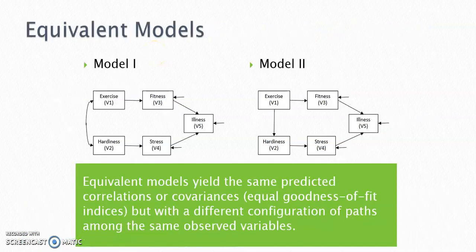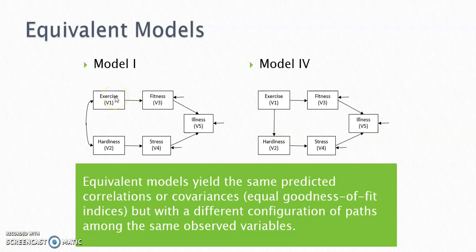The third scenario is in which you have two models that are equivalent to each other. For example, Model 1 and Model 4 look different. In Model 1, there is a correlation between exercise and hardness, the two exogenous variables. In Model 4, they are related, but there is a direct structural path from exercise to hardness.